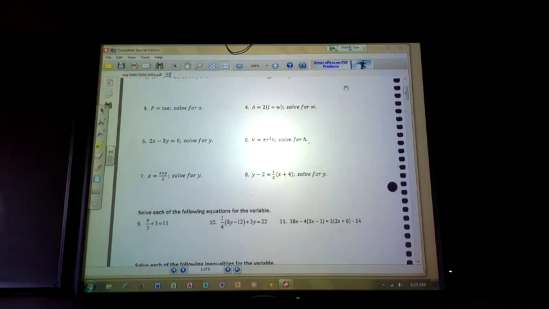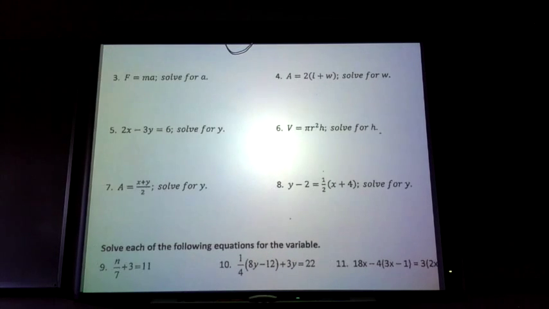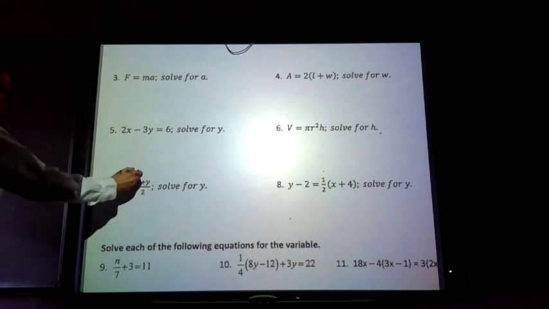Okay, number 7. A equals x plus y, which is all over 2. If I want to get y all by itself on number 7, what are we going to do? What is x plus y over 2? What kind of math is that?